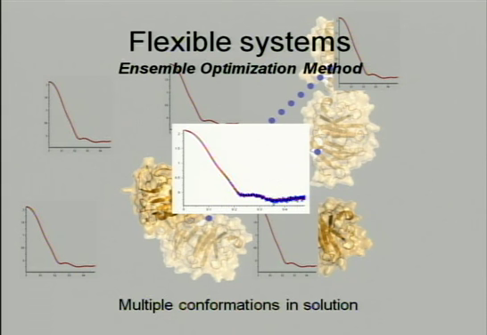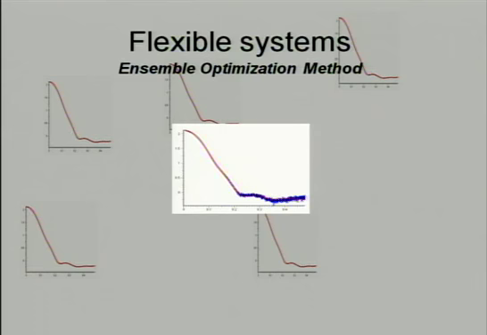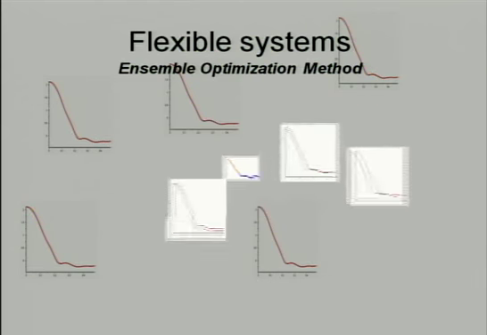So from this pool of thousands of models, it would choose a small ensemble, like 10, 20 models, that would fit the experimental data. Again, this way, we do not get a single model or even a number of models. What we do get is from this solution.